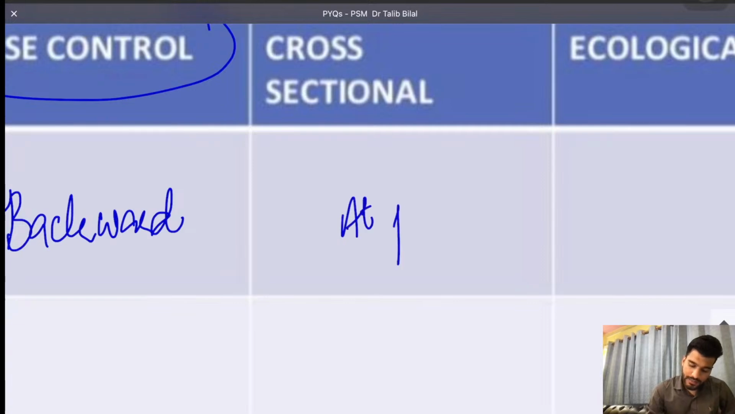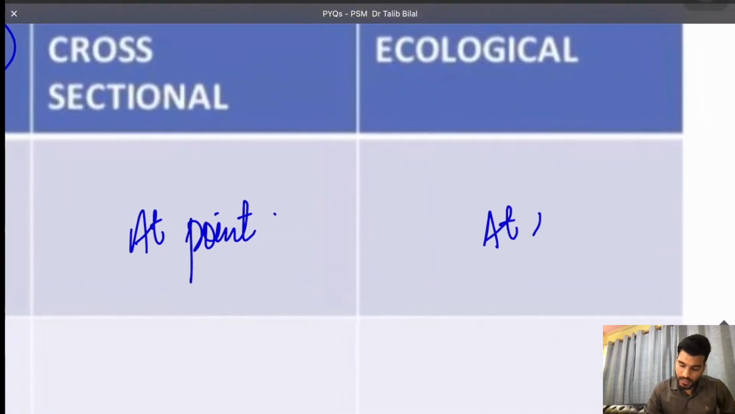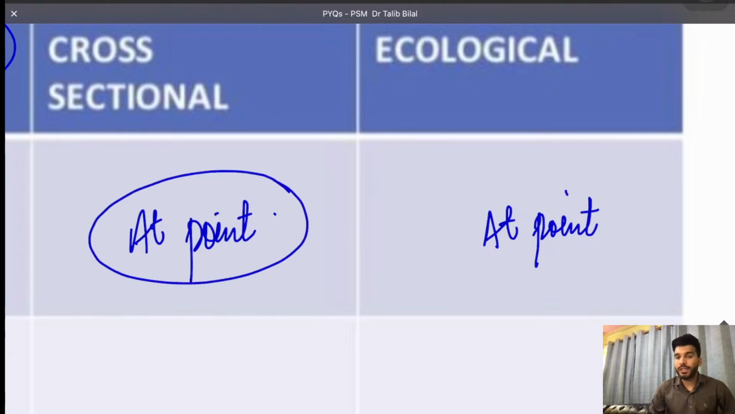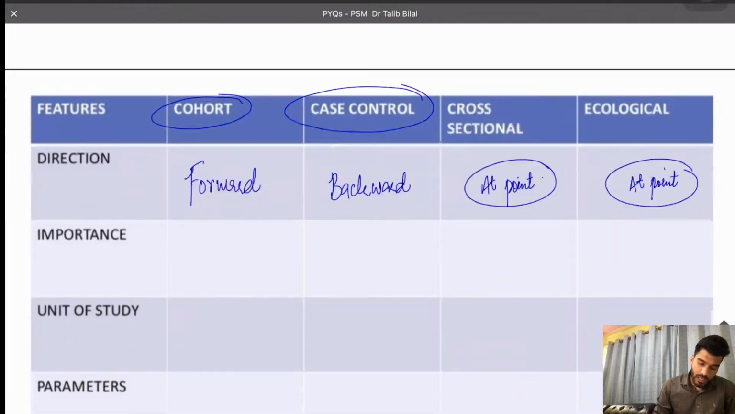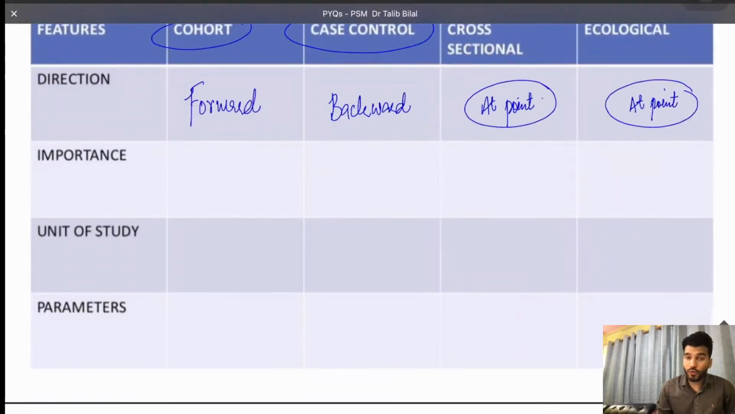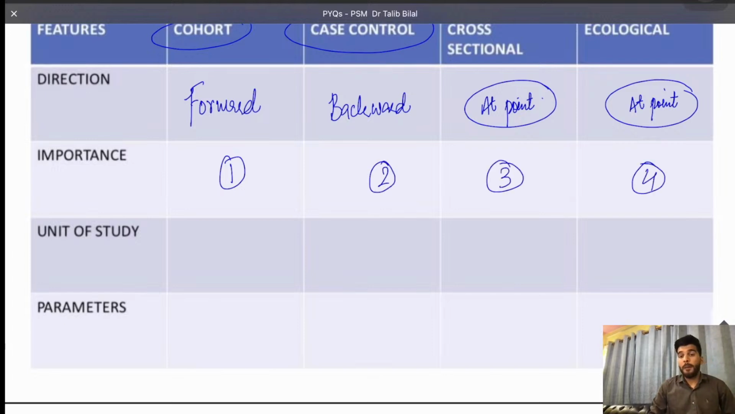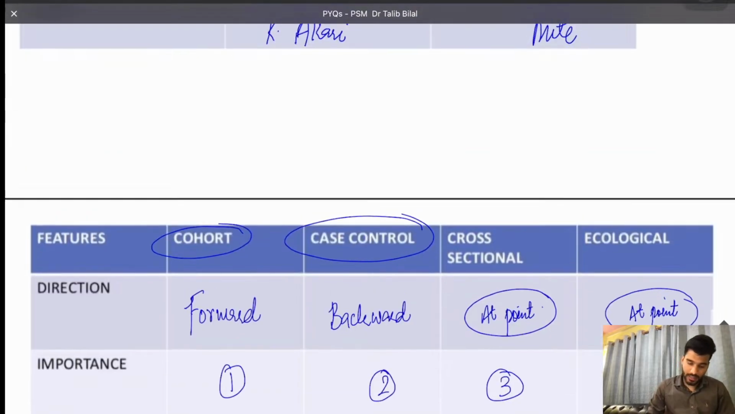If I talk about a cross sectional study, it's a type of study that is done at a point. And an ecological study is also done at a point. The cross-sectional study will tell me about the prevalence of the disease, and the ecological study will tell me about a population characteristic. Among these four studies, the first importance will be given to the cohort, followed by case control, followed by cross-sectional and ecological study. But the best study among all will be meta-analysis.